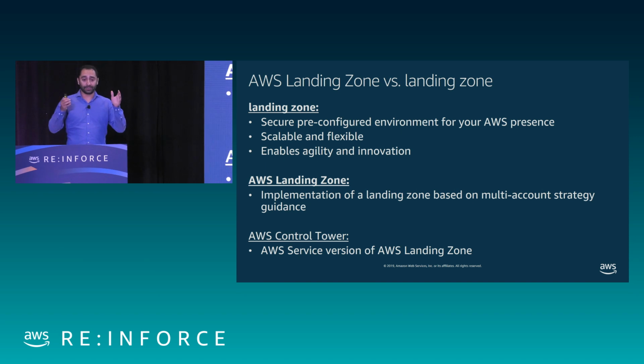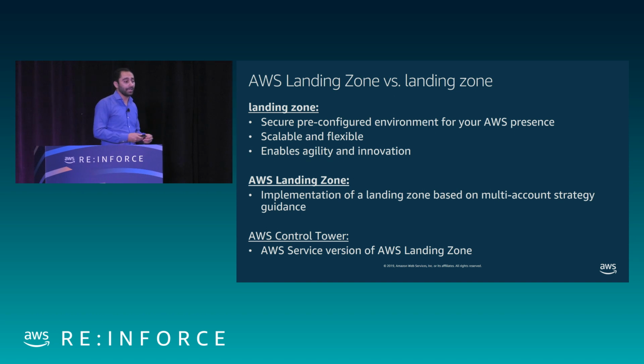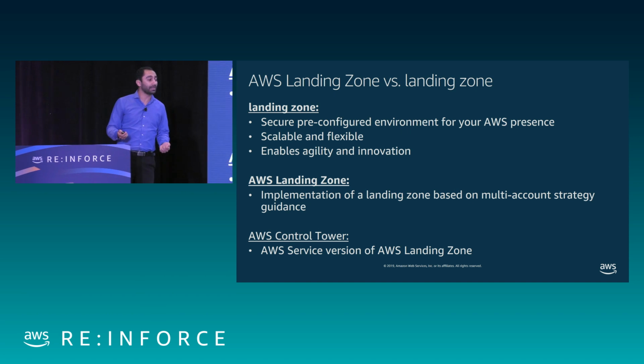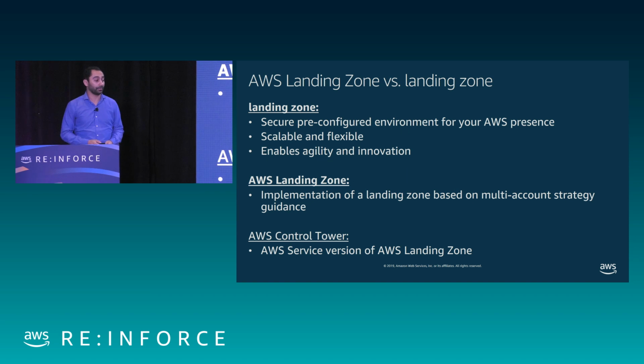Control Tower is taking the same practices and things that we've done in the AWS Landing Zone solution, implementing it as a managed service. And a little bit later, we'll talk about decision points. How do you pick one versus the other? Or do you use both?